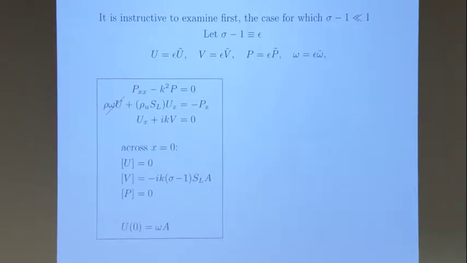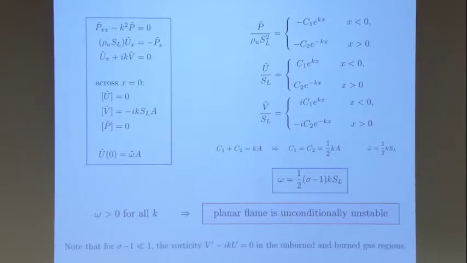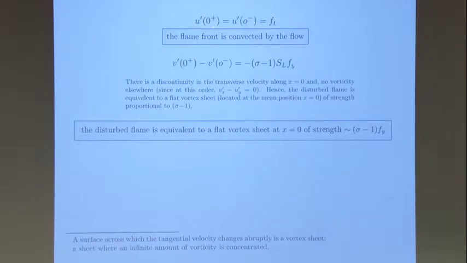And that's why when you see here what I have shown is the jump across 0, right? So u prime at 0 plus, u prime 0 minus. Also, what we have seen is that it's equal to the propagation speed of the interface. So the flame front basically is convected by the flow. That's the statement from here.